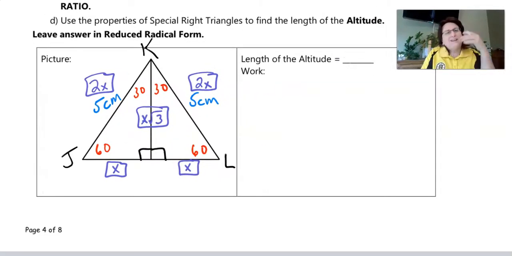All right, so what should I do next? Well, let's see. What do you guys think? You choose. What do you think our next step should be in order to solve for the length of the altitude?